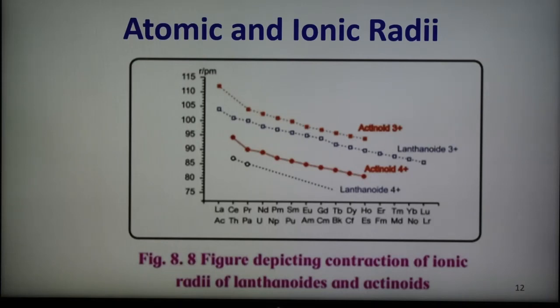And so because of this there is a slight decrease in the size, and this is shown also in a figure. This figure shows the decrease of lanthanide atomic and ionic radius. In the curve, the ionic radius is shown and there is a steady decrease.